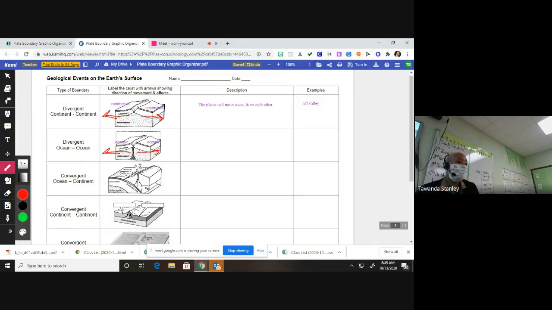Again, Miss Stanley, arrows are not pretty, but you get the gist that my arrows are going away from each other. This is the type of crest this time because they're telling us that this is a divergent plate, but it's two pieces of oceanic crust. This is a divergent plate, but it's two pieces of continental crust. Okay, so different things are going to happen.